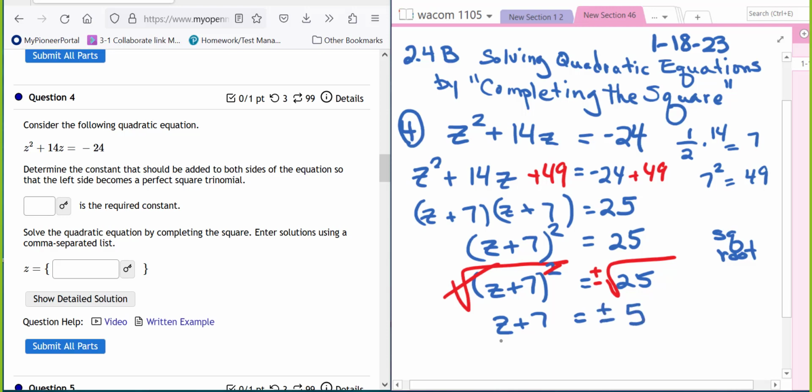And now you have to isolate z. So you're going to subtract 7 from both sides. Put it in front of the plus and minus so that it picks up both of those.